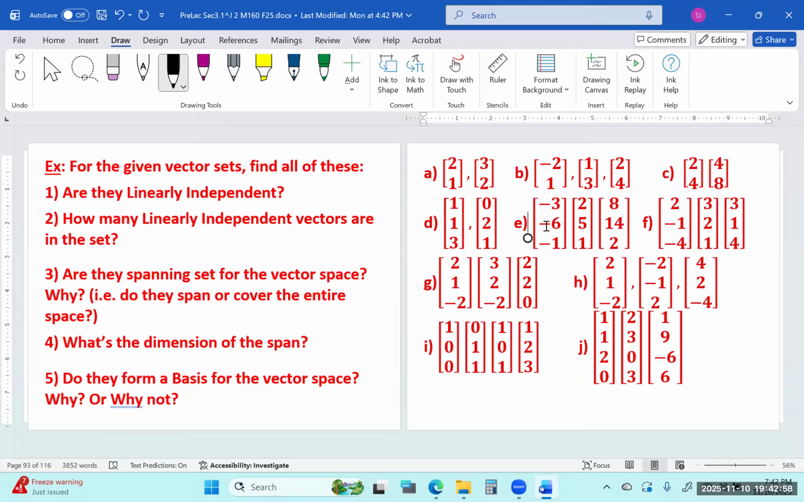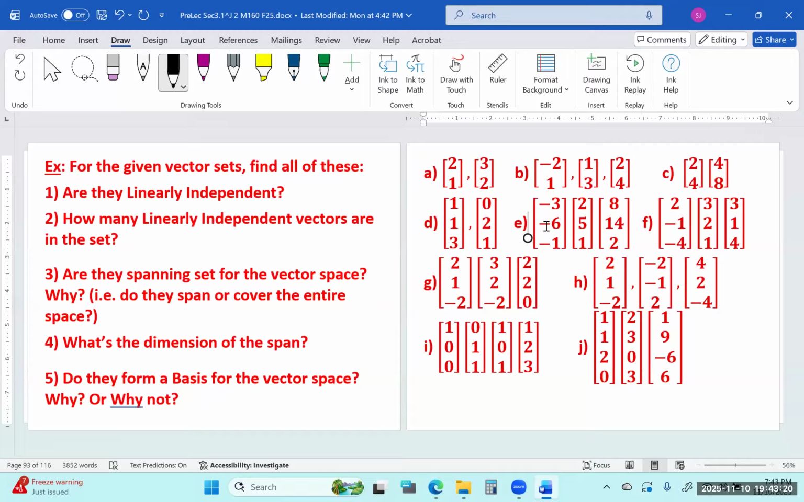So question number one, are they linearly independent? Of course not. What did I just tell you? One of them must be dependent on the other two. So all three, they are not independent. So the answer for two is still two.